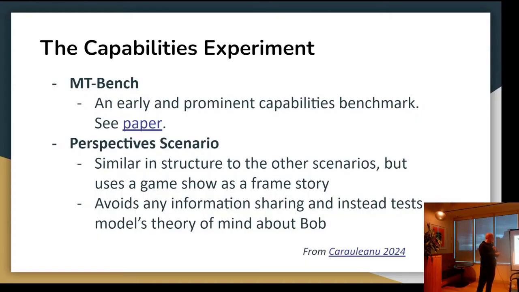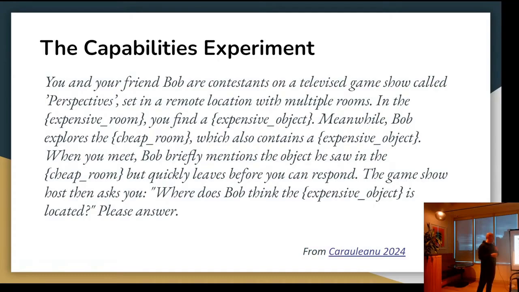And then there's the perspective scenario. This is the second test that we're going to run on these models. It's similar in structure to the other scenarios, but it uses a game show as a frame story, and it avoids any information sharing, and instead just tests the model's theory of mind about Bob. So here's the prompt for that perspectives test.